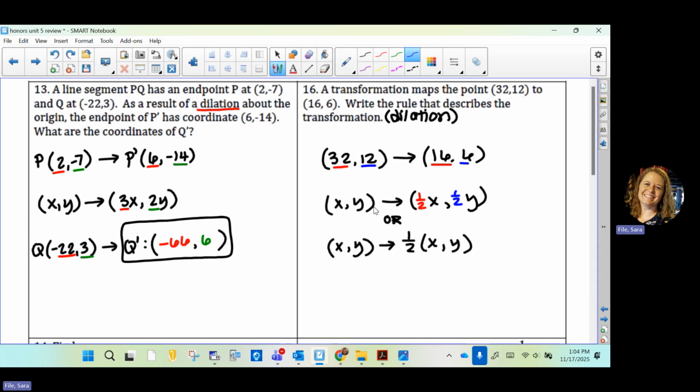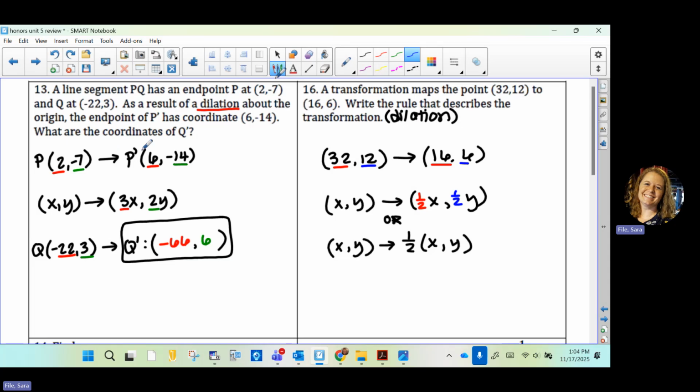All right. So in number 13, we have segment PQ. They give us the endpoints P and Q, and they say as a result of a dilation about the origin, that just means the origin's the center of dilation, so nothing fancy, we just got to scale it. So after it's dilated, P prime has a coordinate of 6, -14. What are the coordinates of Q prime? So we have P and we have P prime. So we need to use those to figure out what the scale factor was, what it was dilated by.